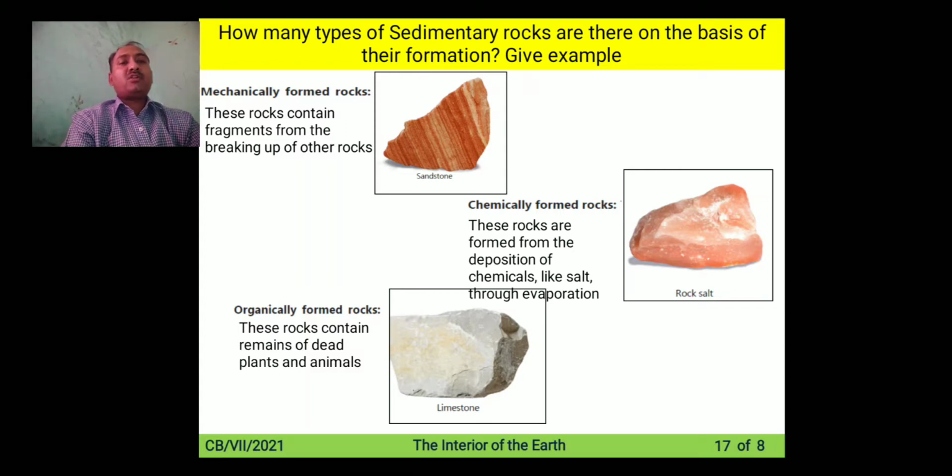Then another one, organically formed rocks. So you know very well that there are different types of dead plants and animals, and these dead plants and animals always mix up with rocks, and a particular kind of rock is formed there. It is called organic formation of sedimentary rock. So this is the information which is given to you here about sedimentary rock.